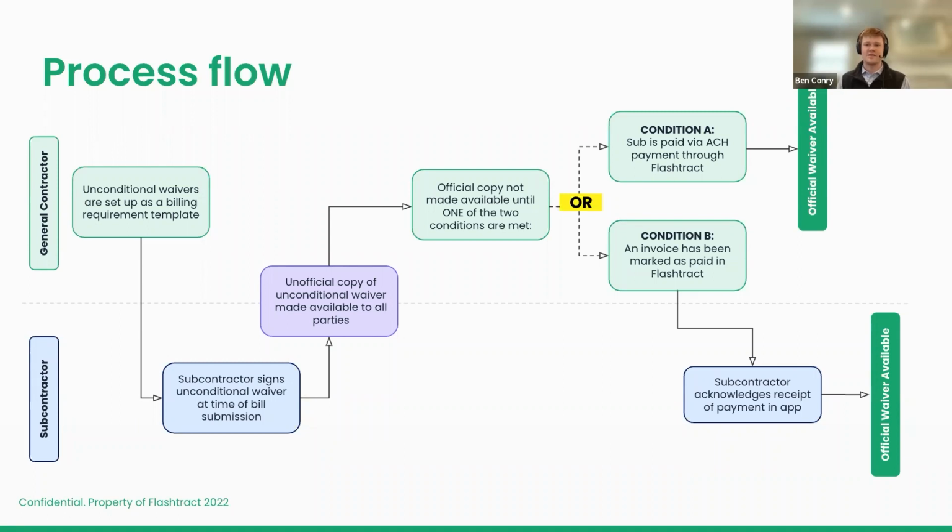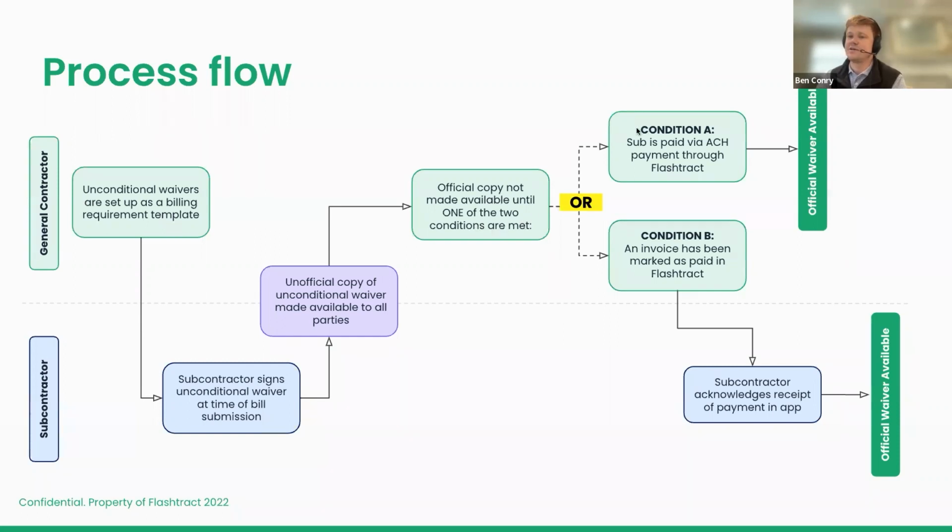And after they sign that unconditional waiver, both the subcontractor and the general contractor are going to have access to that unofficial copy of the unconditional waiver. So this allows the subcontractor to view it, the general contractor to review it and make sure it's been populated correctly, but the official copy is going to be held in our vault until one of two conditions are met. So we're going to go ahead and move back up here to the general contractor side of things. And here are the two conditions.